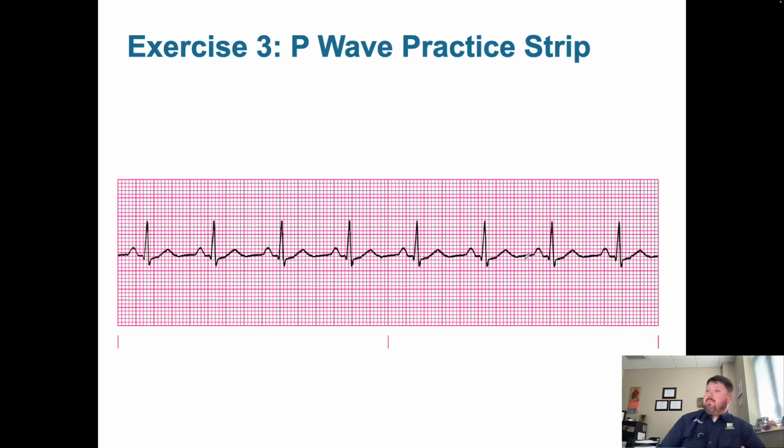So on this strip, we've gone through the first couple of steps. The first step would be our rate. Our rate would be 1, 2, 3, 4, 5, 6, 7, 8. So our rate is 80. Our rhythm, if you're measuring it, you'll see that it is regular.